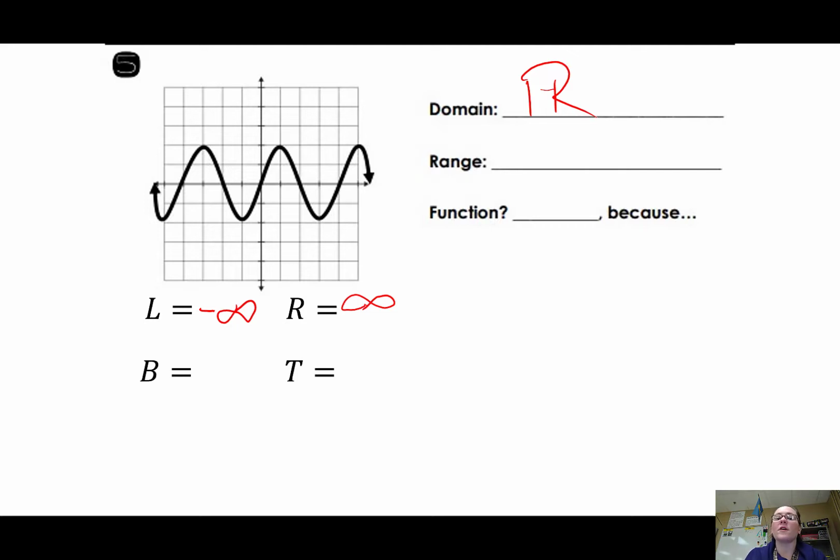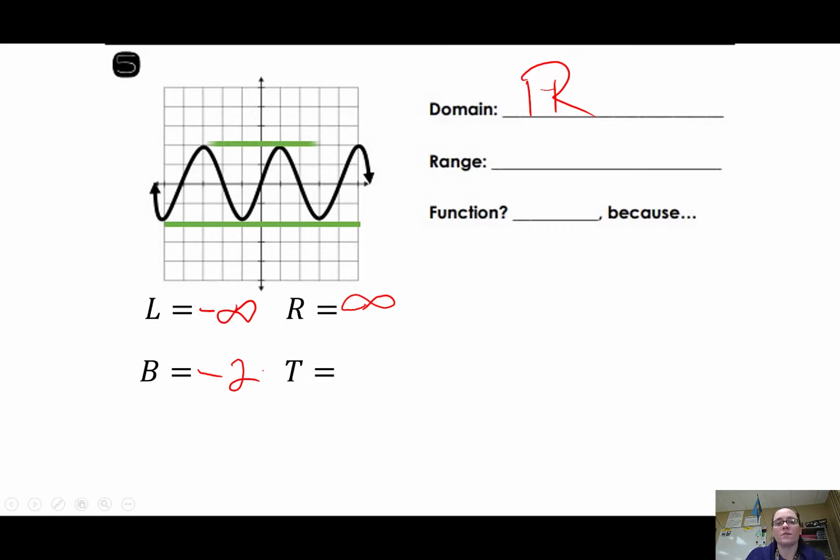Okay, let's look at the range. How far down am I going to go on my graph? Do I ever get below a certain point? And in this, nope, my graph stops here. You can kind of see the pattern, even though we keep going on. So the bottom of my graph is -2.